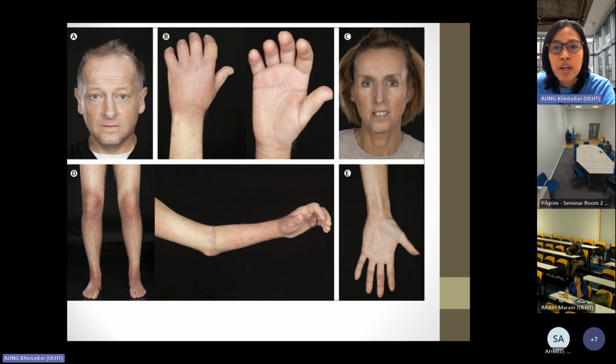These are the pictures showing sclerodactyly and skin necrosis. Maybe you might see this kind of picture in the MRCP2 exam, like fish mouth appearance with some facial telangiectasia.